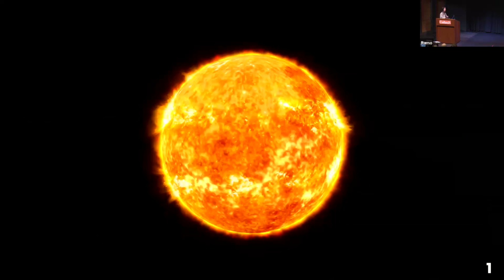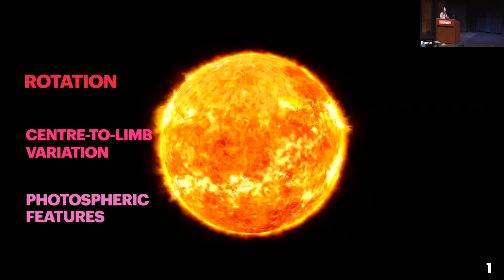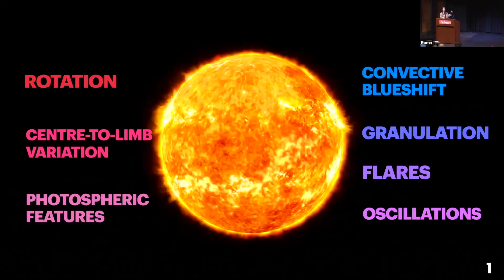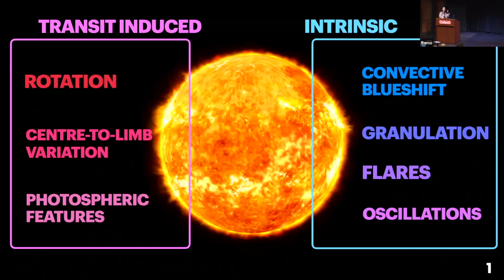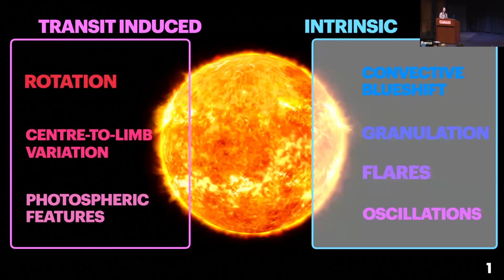I'm preaching to the choir here. There's plenty of phenomena going on, and there's more than these. I've just listed a couple of examples. These can be roughly divided into two categories: things that are transit-induced and things that are intrinsic to the star, i.e. things that occur because the planet is transiting the star, or things that occur no matter if the planet is there or not. And obviously the phenomena can be shared between the two categories, but it's the latter that I want to focus on today.